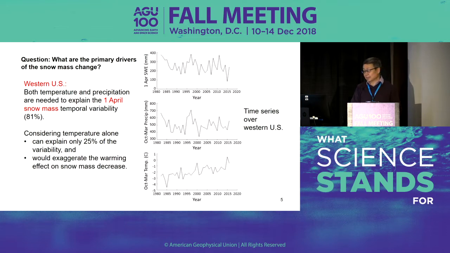Both the snow mass and the precipitation show very large year-to-year and decadal variabilities. In contrast, the temperature shows a significant trend due to global warming. Both temperature and precipitation are needed to explain the snow mass variability. However, considering temperature alone can only explain 25% of the variability of the snow mass here. Furthermore, it would exaggerate the warming effect on snow mass decrease by a factor of 2 or 3.